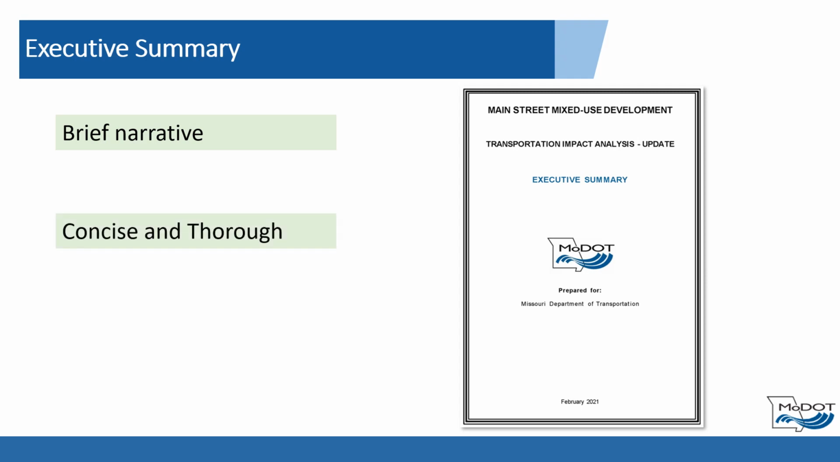This section of the report should be concise yet thorough. It should generally be 1 page or less in length, and it should include the following information: location of the study, description of proposed development, principal findings, and final recommendations and conclusions.